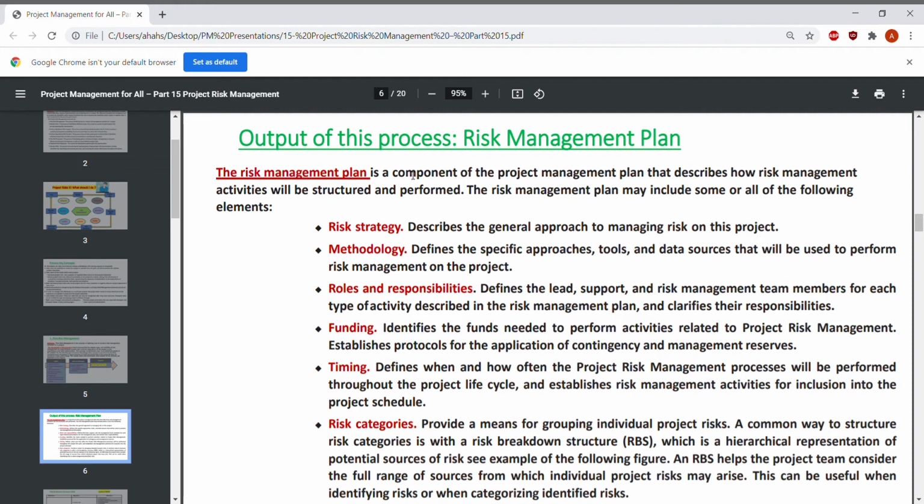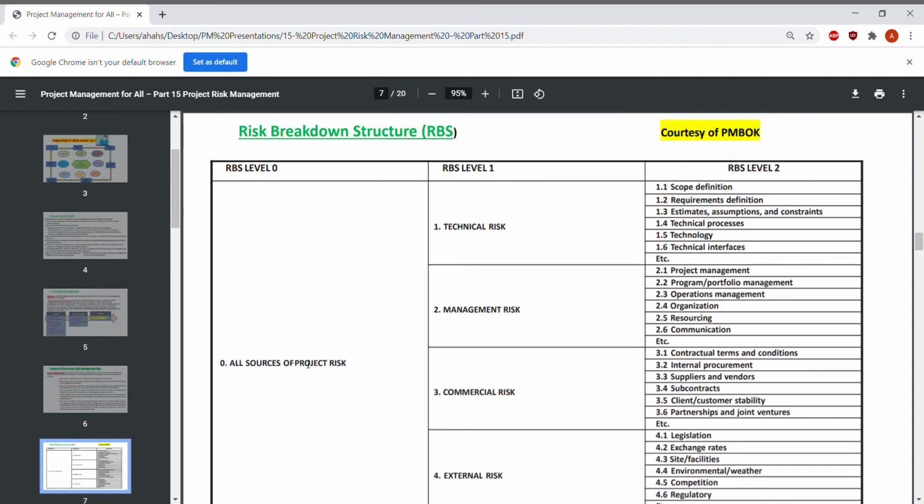The last one is risk categories, which will provide a means of grouping individual project risks. A common way to structure the risk categories is with a risk breakdown structure, an example of which is shown in the next section. So this is an example of a risk breakdown structure, which is taken from PMBOK.